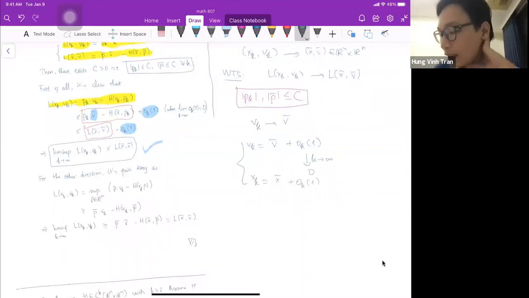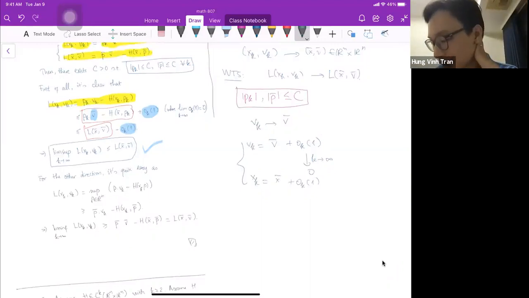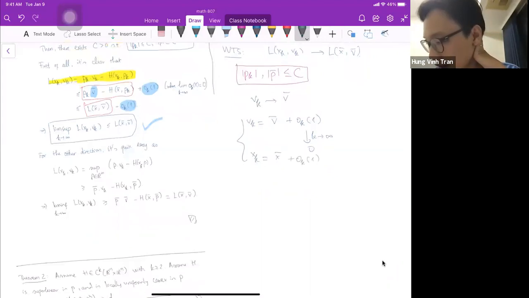So clearly, then I have a one-sided inequality that lim sup of L of xk vk is less than or equal to L of x bar v bar. And for the other direction, as I said, in proving this kind of business, one direction is always easier than the other. Of course, in this case, both are rather straightforward. So the other direction is a little bit easier.